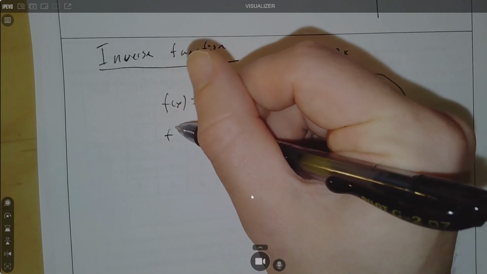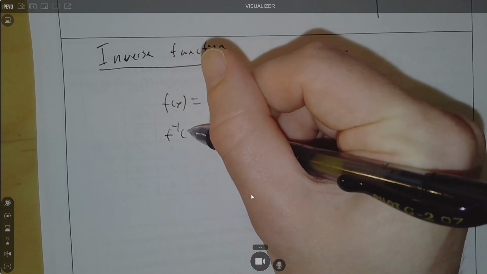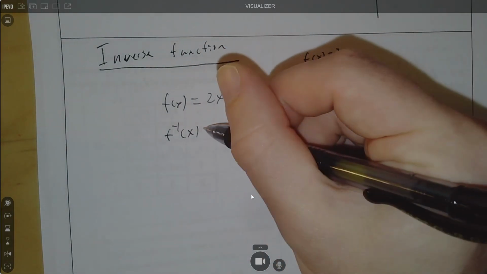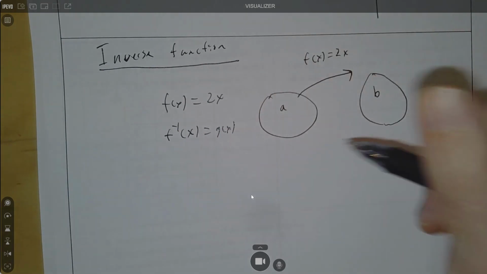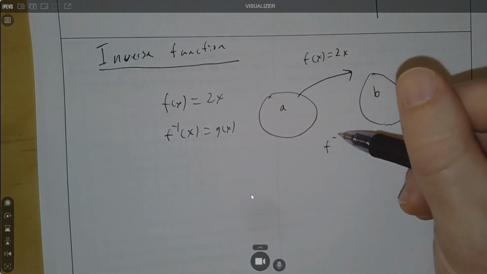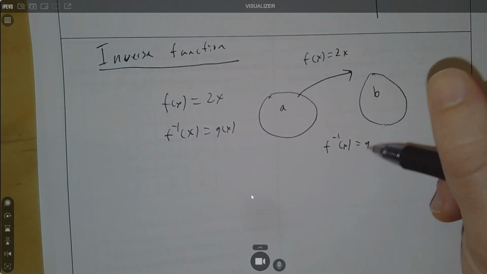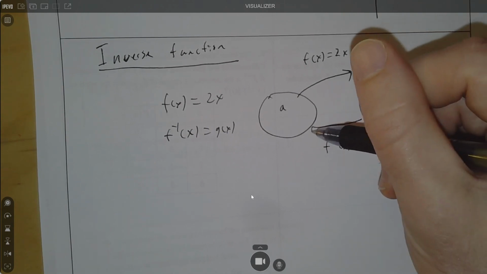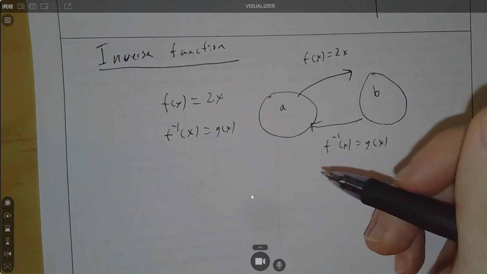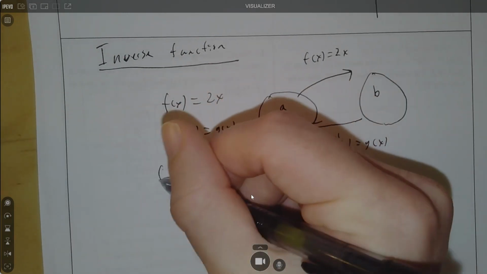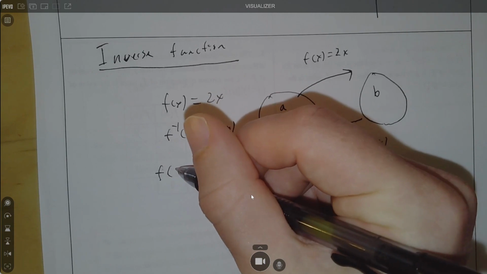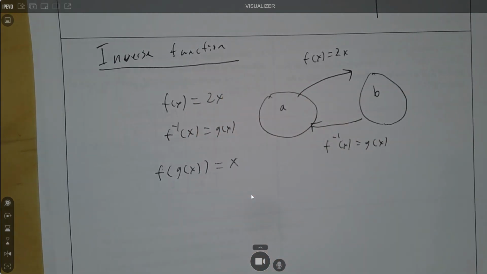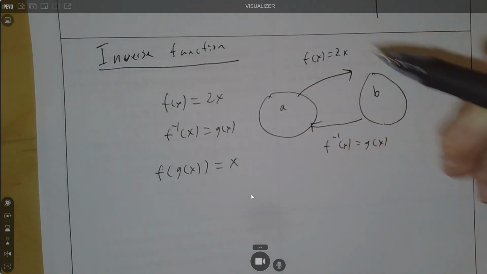The notation is this little -1, which I know is annoying because you think it means the negative first power. It doesn't. Let's call it g of x. You can call it whatever you want. What the inverse does is it'll take a b and give you a. And the cool thing is that when you composite these functions together, you will get x.